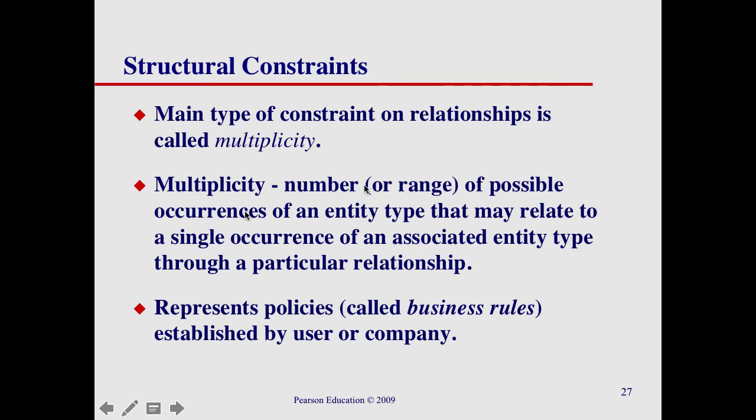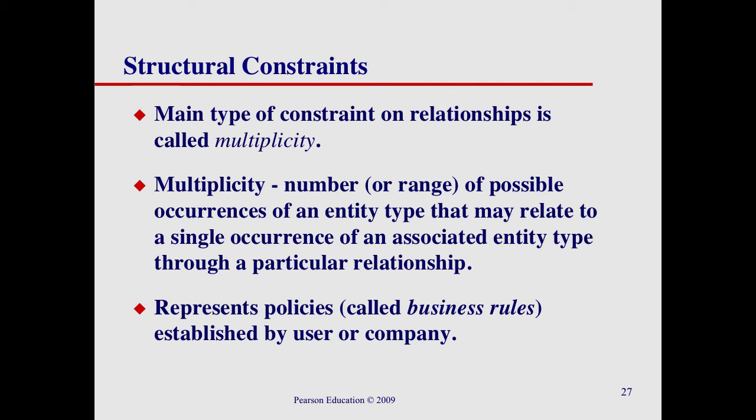And finally, we talked about the structural constraints we put on relationships. These are so-called business policies. When we talked about the different types of constraints in the relational model, you may remember we talked about entity integrity, which meant that the primary key couldn't be null. We talked about referential integrity, which meant that the foreign key either referenced a legitimate tuple in the parent relation or had all nulls. We talked about business policies or general constraints, and this is what structural constraints are about.